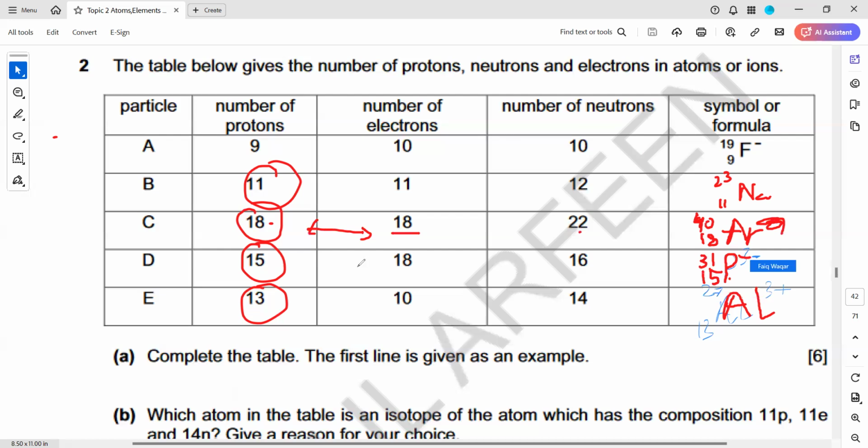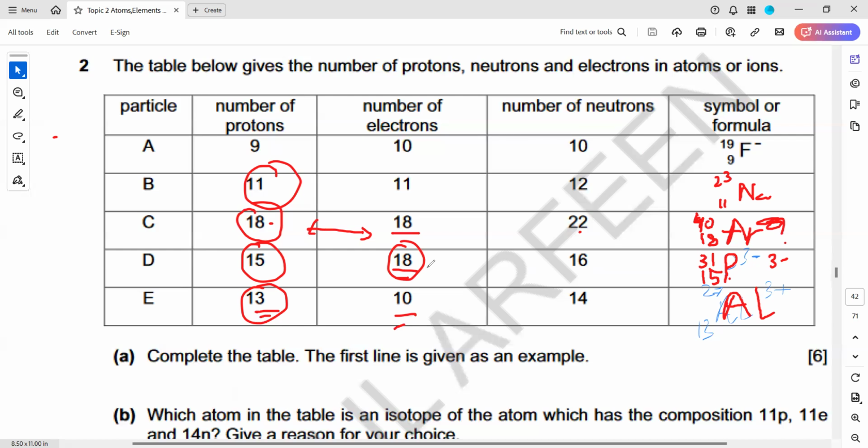Phosphorus: 15 plus 16 makes 31, and 15. It has 18 electrons. So what should be the net charge? Is it negative: -1, -2, -3? It is -3, or you can also say 3 minus. Three minuses is acceptable, but 3 minus is the standard way of writing.